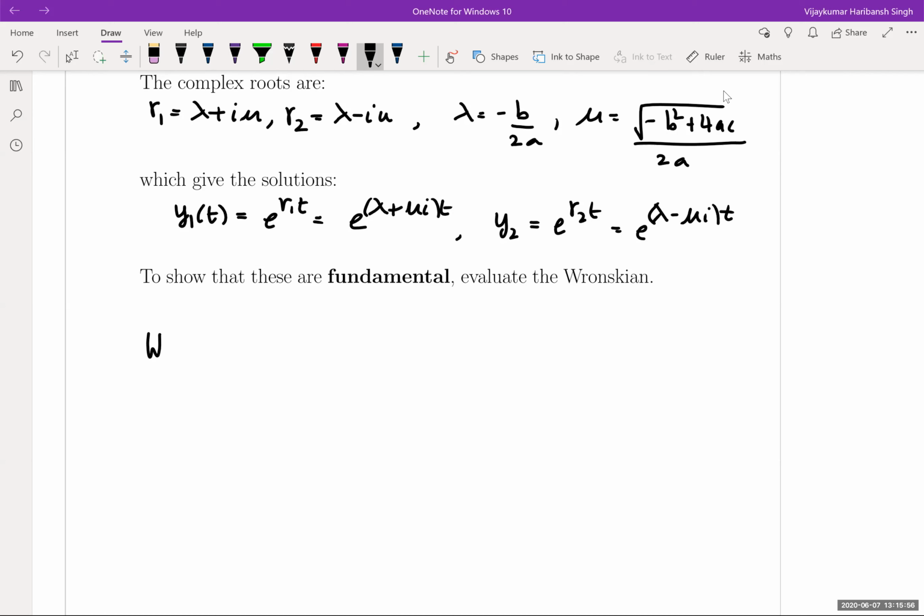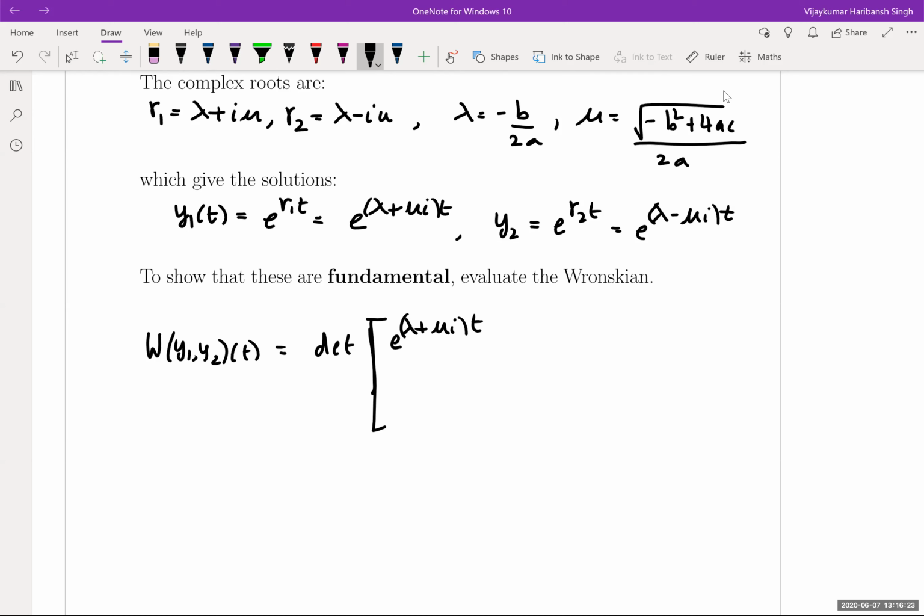So again, we need to compute the Wronskian to determine whether it's a fundamental set of solutions or not. So the determinant of, again, y1, so y1 is e to the power (lambda plus mu i)t, and the derivative of this, again, complex derivatives work in the same way.